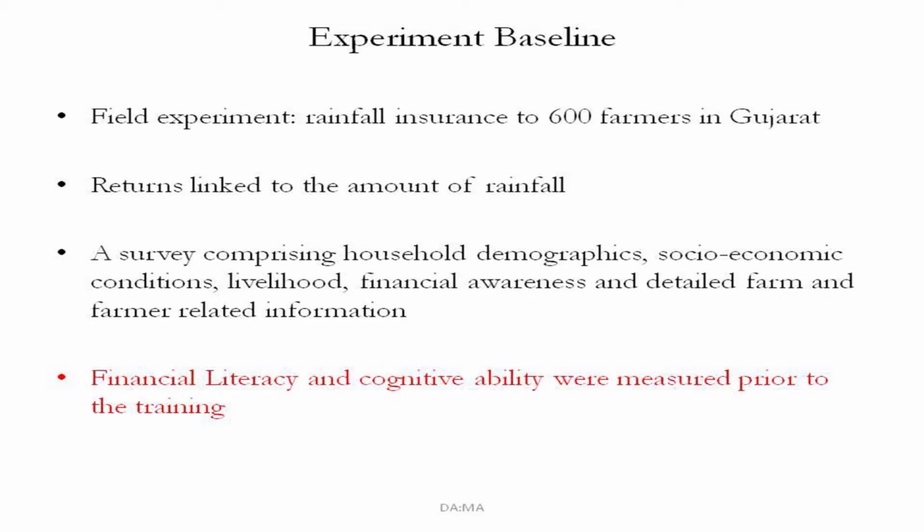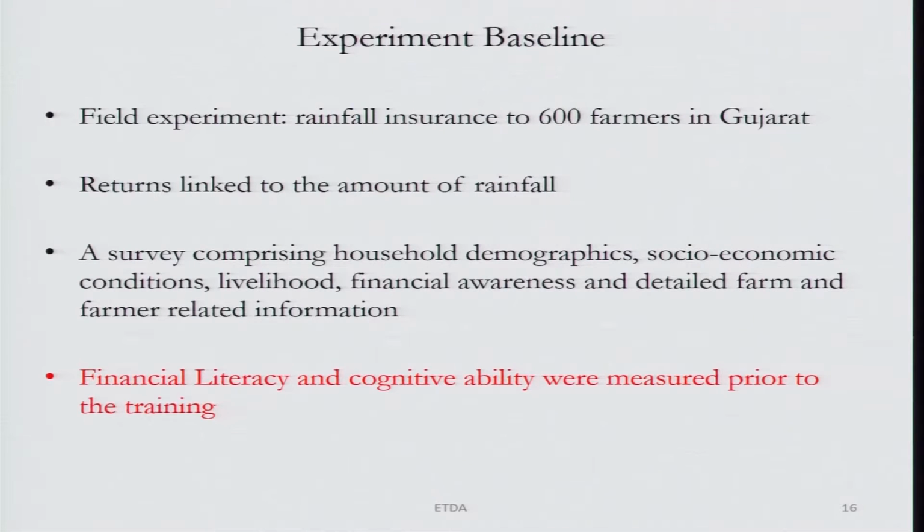But even before they institute the experiment, they conduct a survey comprising household demographics, socioeconomic conditions, livelihood, financial awareness, and detailed farm and farmer related information. One of the purposes of conducting this survey before instituting the experiment is to see that the treatment group and the control group have similar characteristics. So, this is again going back to the conditional independence assumption, the CIA.